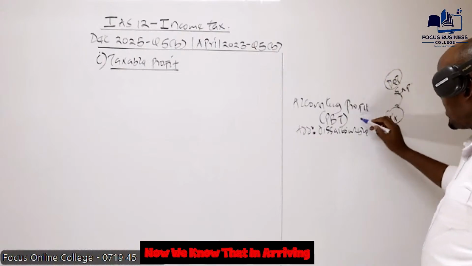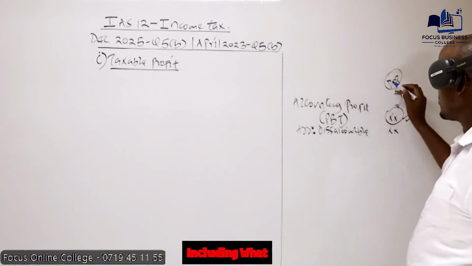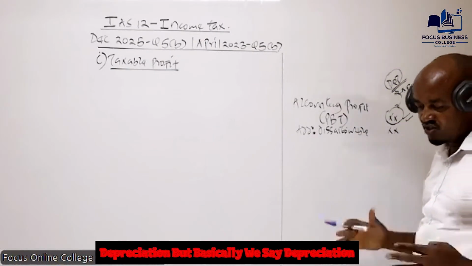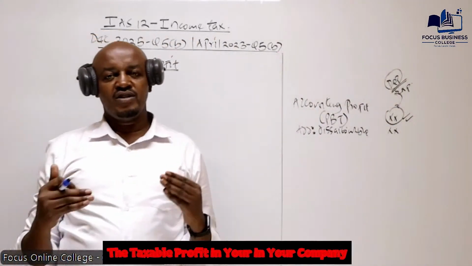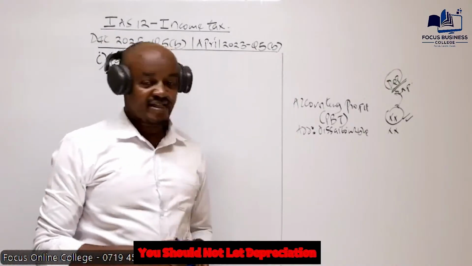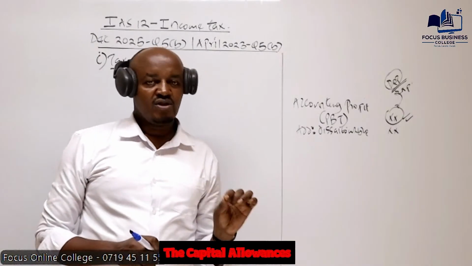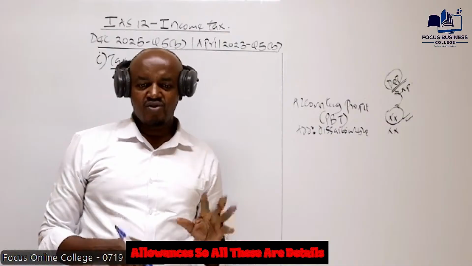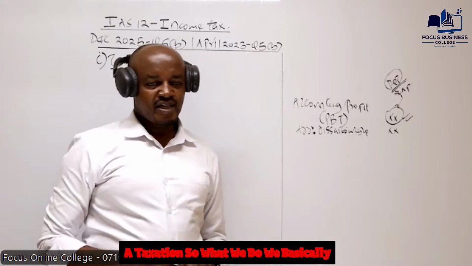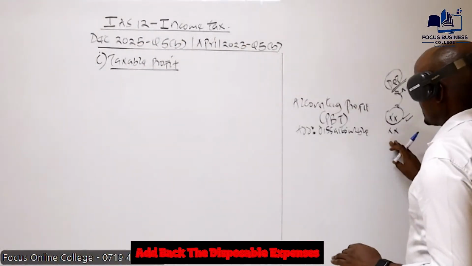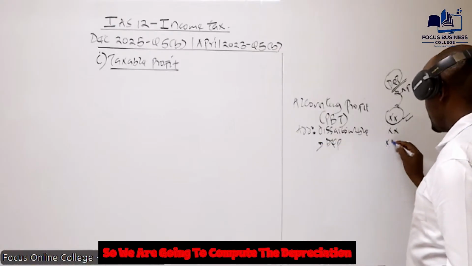Now, we know that in arriving at the accounting profit, all the expenses of the company have been deducted, including depreciation. But we say depreciation is a disallowable expense. Whenever you are computing the taxable profit of your company, you should not allow depreciation. Instead, you should compute something called capital allowances or investment allowances. All these are details you will discuss in PFT, or basically taxation. So we add back the disallowable expenses. In this case, we only have one, depreciation, so we compute the depreciation and add it back.